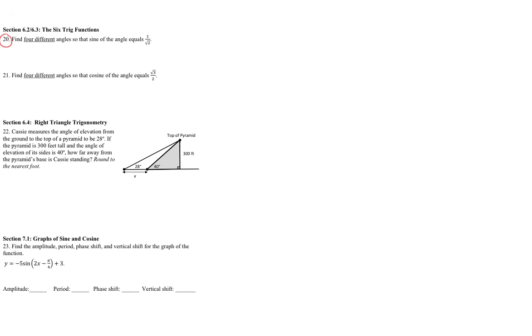Find 4 different angles so that the sine of the angle is equal to 1 over root 2. Hypothetically, if you were to multiply this by root 2 over root 2, you would get that that's equal to root 2 over 2. Using our unit circle, we know this happens in 2 places. Sorry, those were terrible lines. Let me see if I can do better. Okay, I can't do better, so that's what you get.